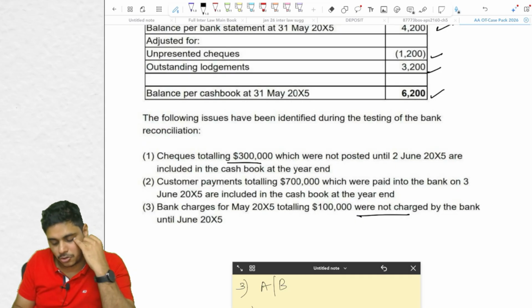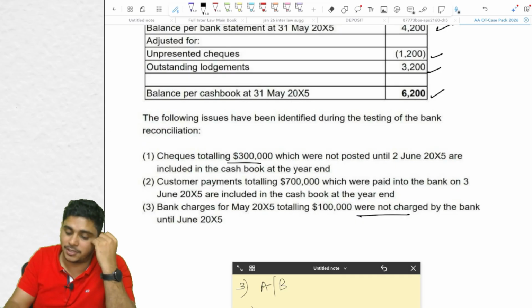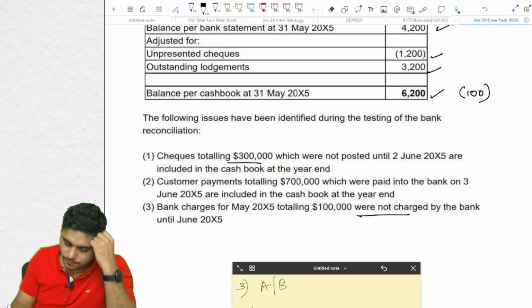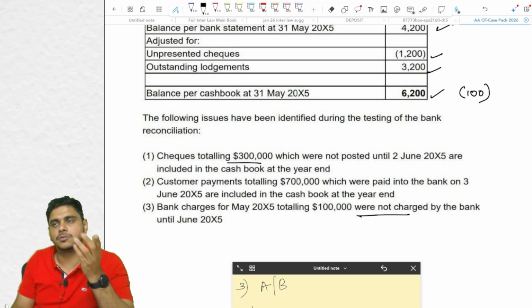Bank charges are not charged. So ideally it should be charged. So if it is charged, the 100 will get minus from here. So it is not charged, means it is overstated.